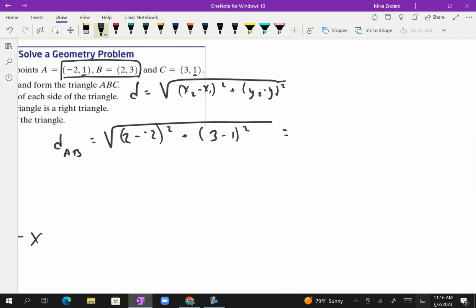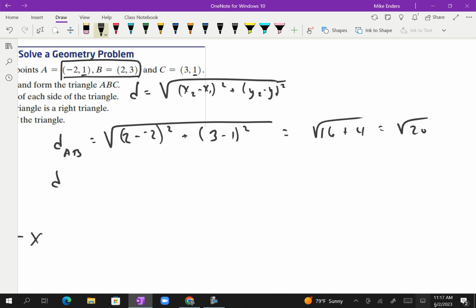As we finish solving this one, let's see what we end up with. 2 minus negative 2 is 2 plus 2, so that's 4. 4 squared is 16. And then we've got plus 3 minus 1 is 2, and 2 squared is 4. So when we put those together, we end up with the square root of 20. So that's the distance from A to B.